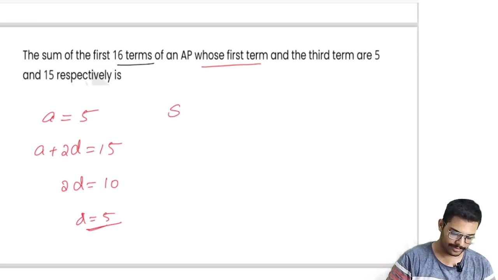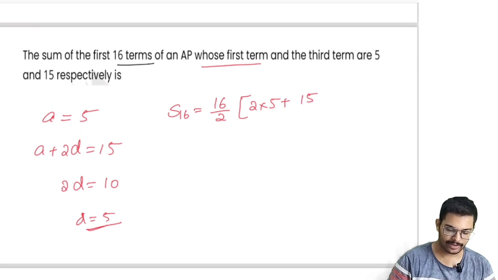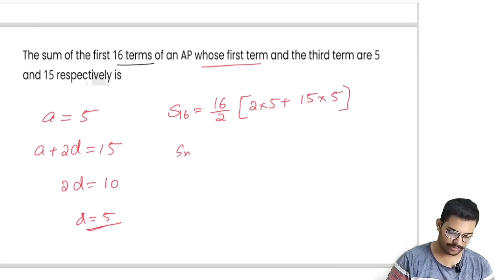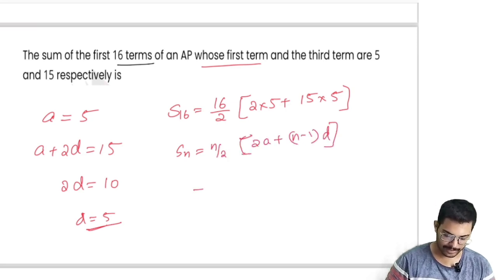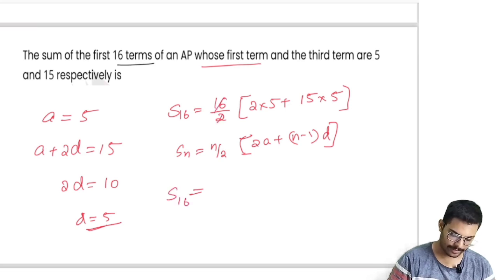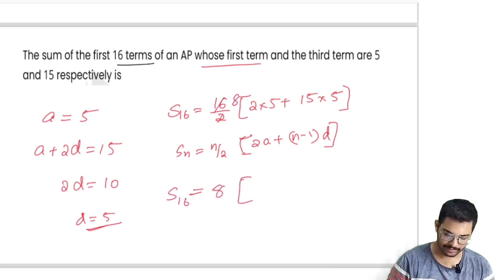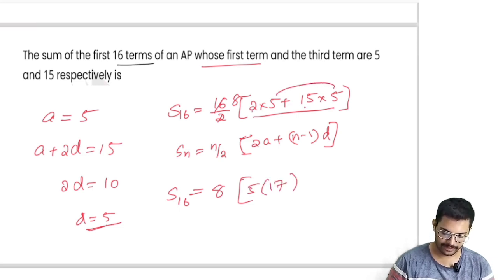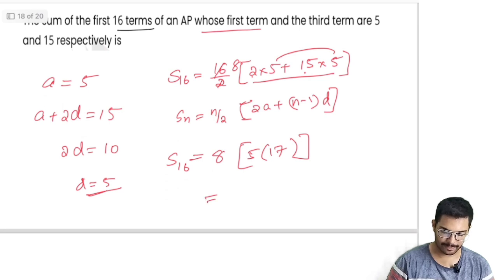Now the sum of 16 terms equals n by 2 into 2a plus n minus 1 into the common difference d, the direct formula. Sum of n terms equals n by 2 into 2a plus n minus 1 into d. This will be S16 equal to 8 into, you can take 5 common, which means 15 plus 2 is 17. You can multiply.